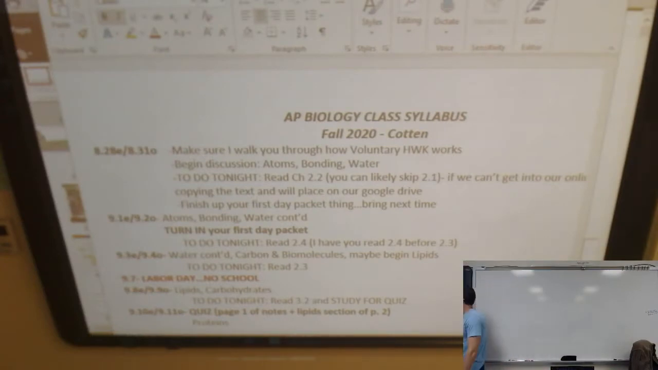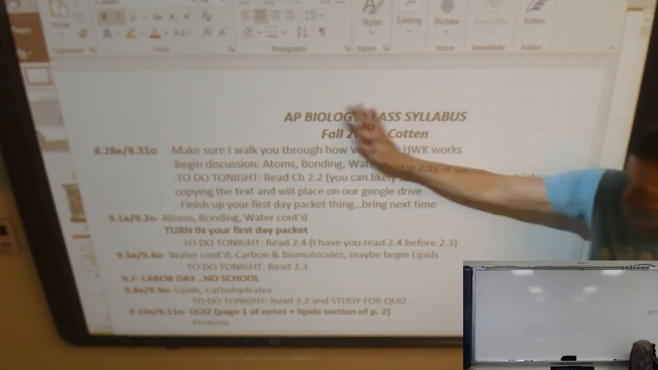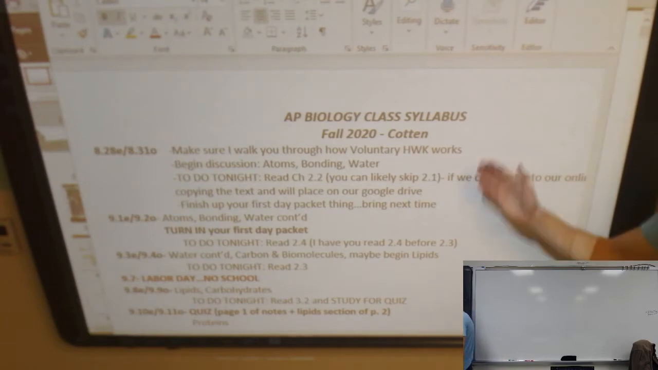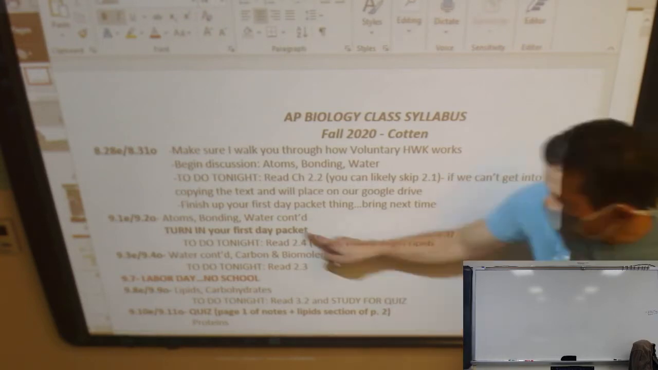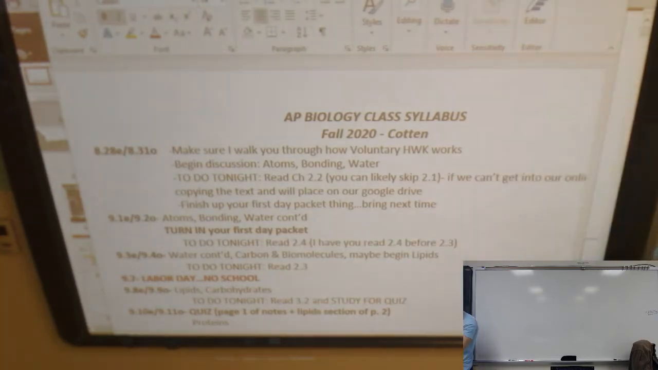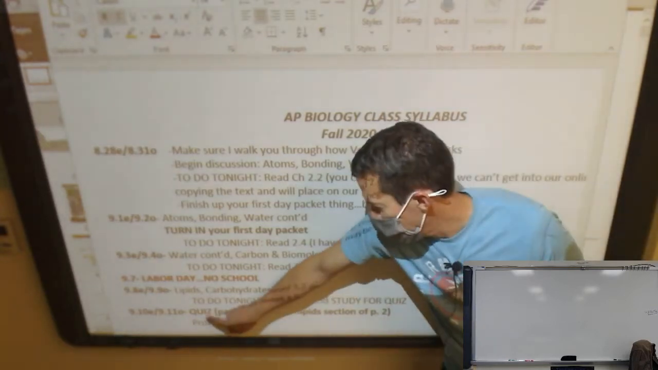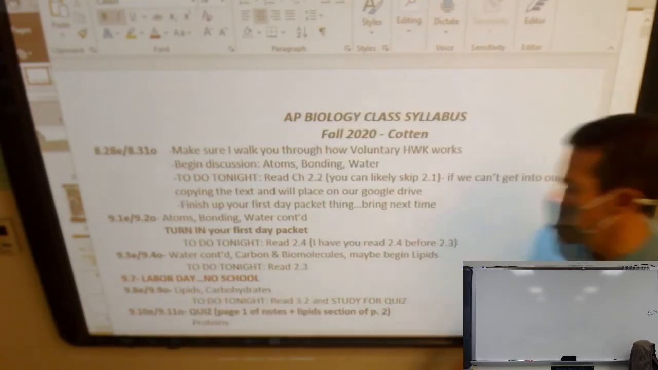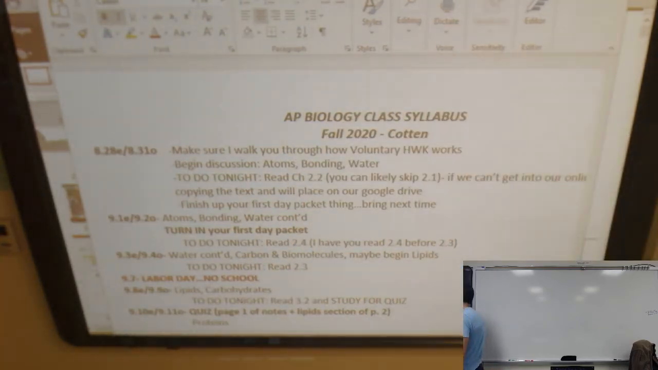All right. Let's see. So normally when you walk in, I'll have our syllabus up here, and it'll normally show the next week, week and a half. If something is important that's grade related, I usually put it in bold. So like turning in your first day packet, obviously you can take extra time to turn it in if you want. There's our first quiz down there, let's see, you're even days, so September the 10th. And so you can always see what's coming up.